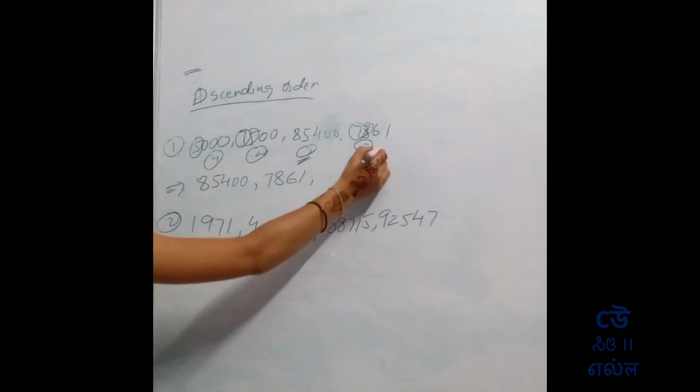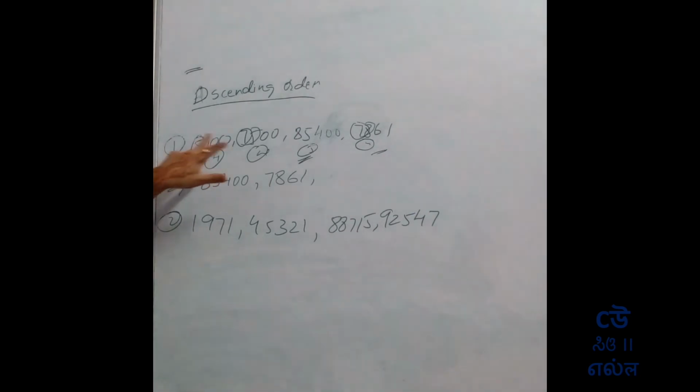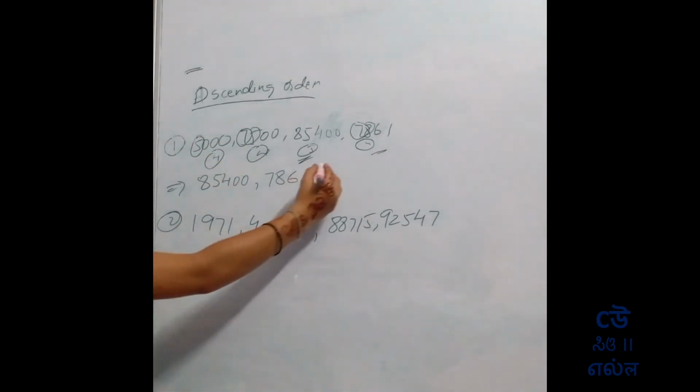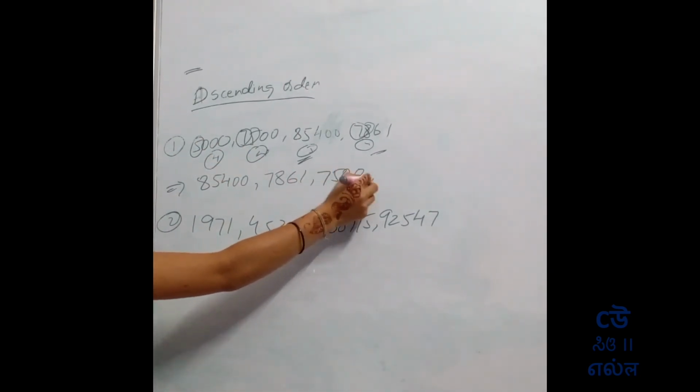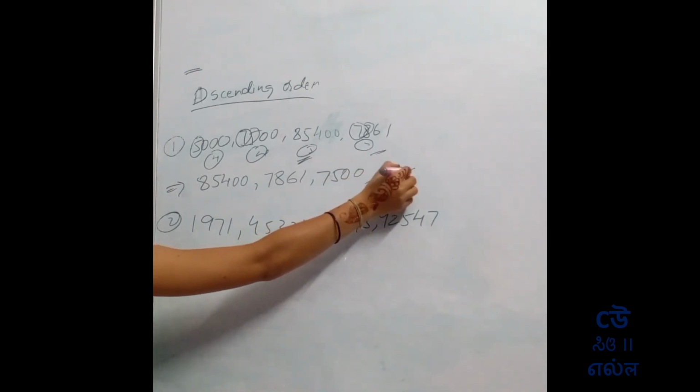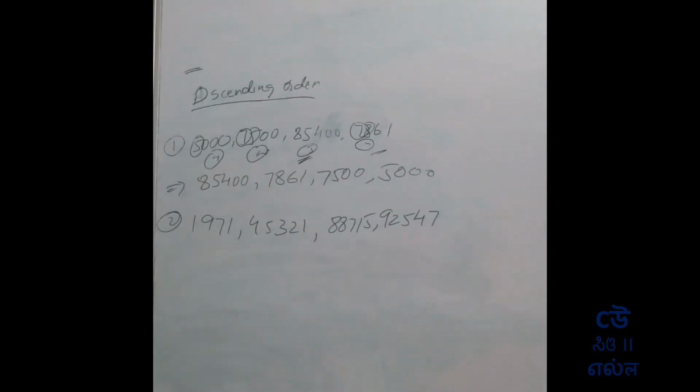So this is done. Remaining is these 2. In this, which is the biggest number? 5 or 7? 7 is the biggest. So that you will write next. The remaining is what? 5,000. That you will be writing next. Okay. Next problem.